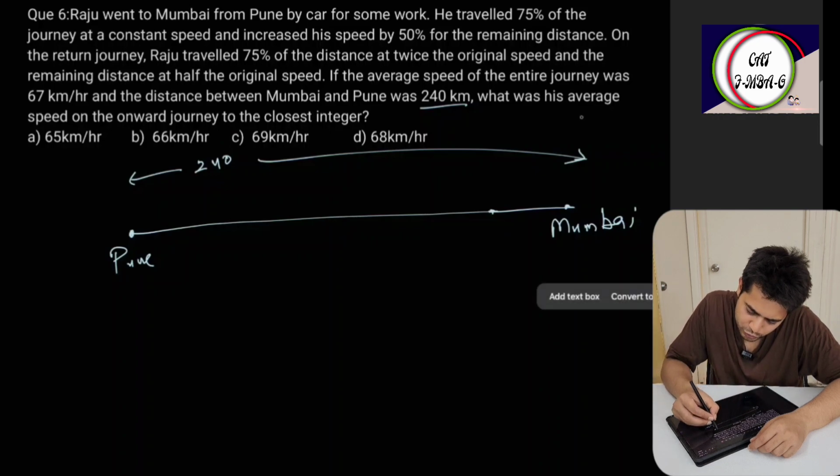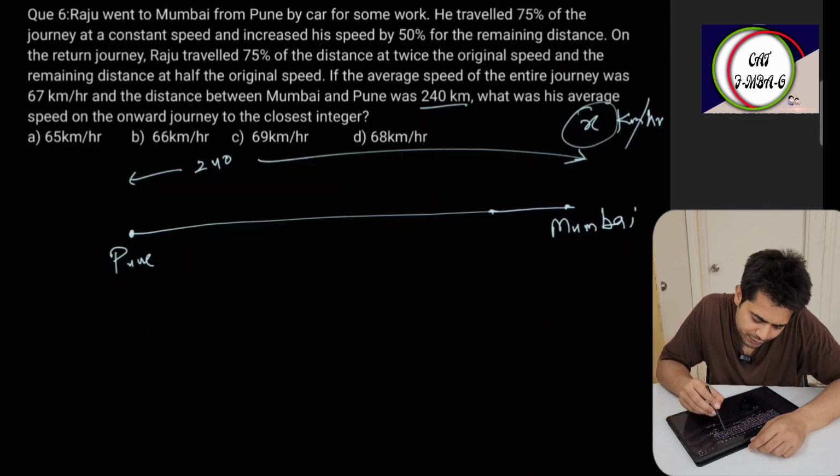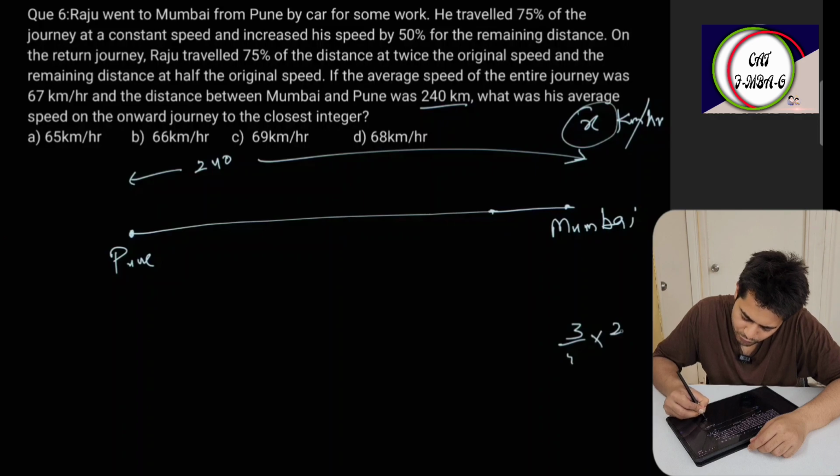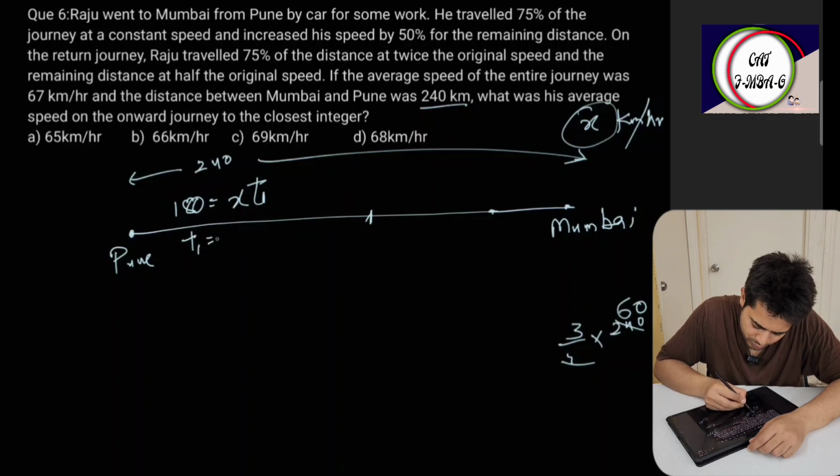Let Raju's speed be x kilometers per hour. He traveled 75% of the distance, so 3/4 of 240, which is 180 kilometers. At a constant speed, distance is equal to speed into time t1. So t1 is equal to 180 by x.